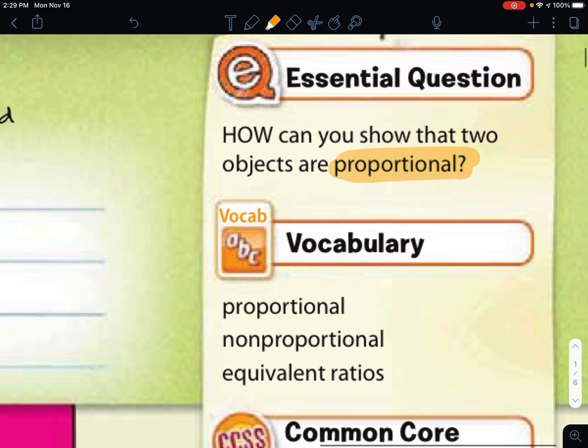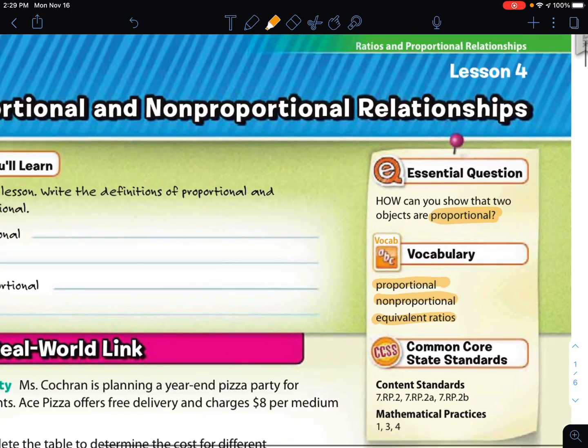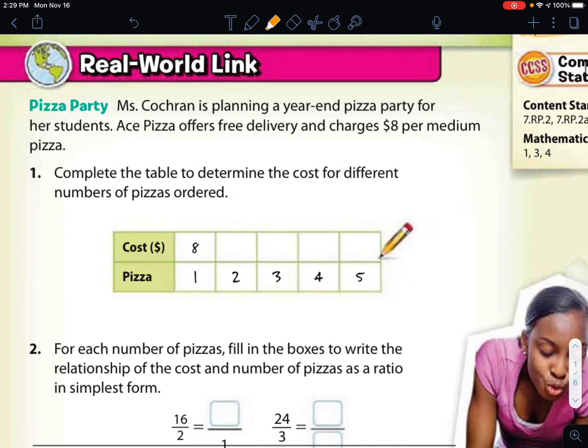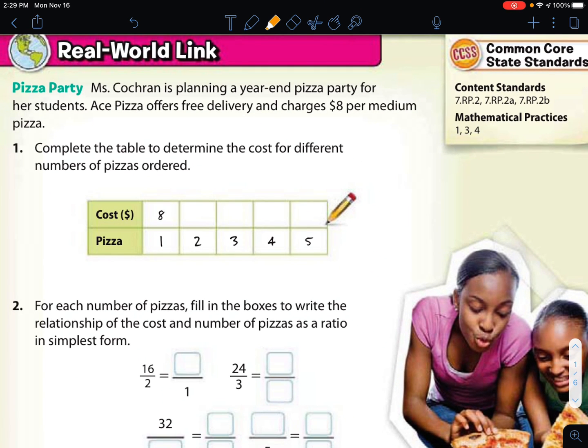So in this lesson, we are going to understand and learn the definition of what it means to be proportional, non-proportional, and what equivalent ratios are. Okay, so let's take a look at this real world link and see how it works. Miss Cochran is planning a year-end pizza party for her students. Ace Pizza offers free delivery and charges $8 per medium pizza. We want to complete the table to determine the cost for different numbers of pizzas ordered.